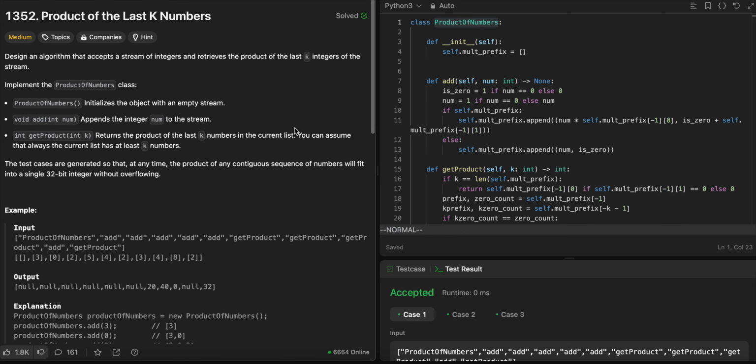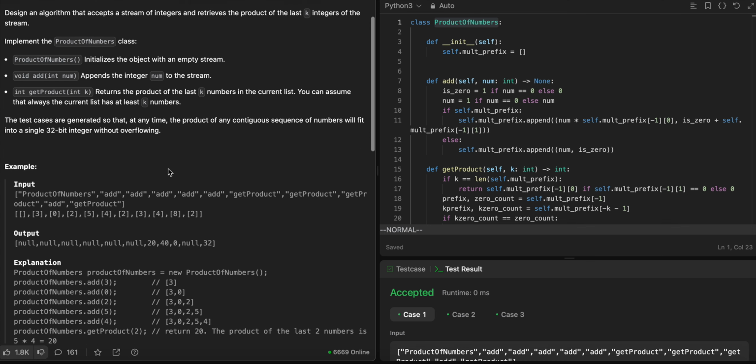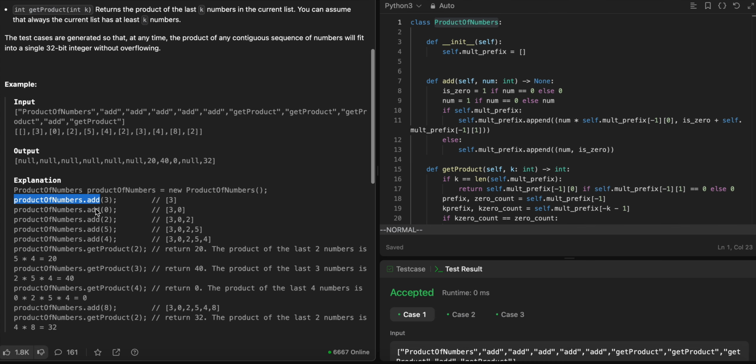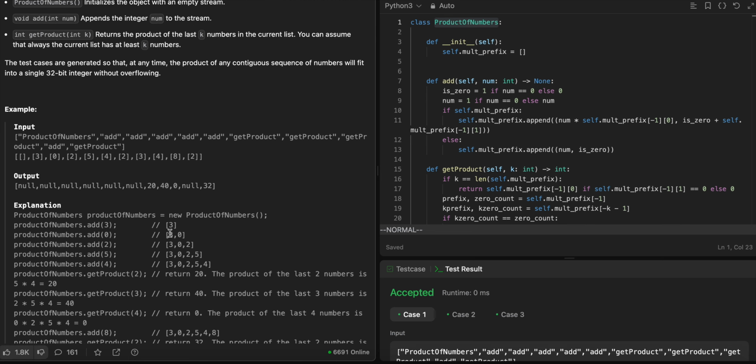So basically, we have a stream of numbers. We keep gaining numbers, right? For example, let's take this example. You add 3, you add 0, you add 2, you add 5, you add 4. It wants the product of the last 2 only, right? So, bada bing, bada boom, 20. And then the last 3 if it wants, last 4 if it wants, whatever. So that's basically the question, right?